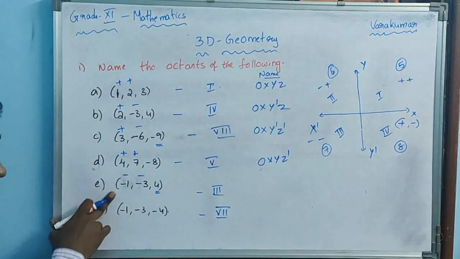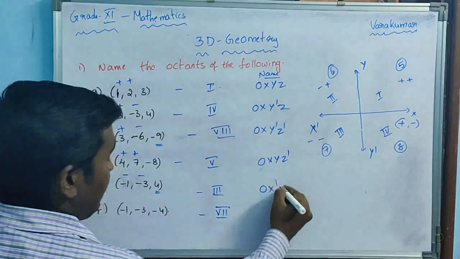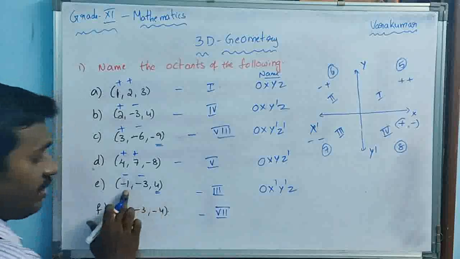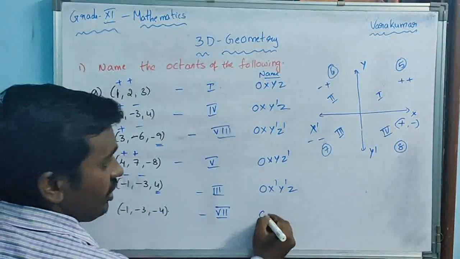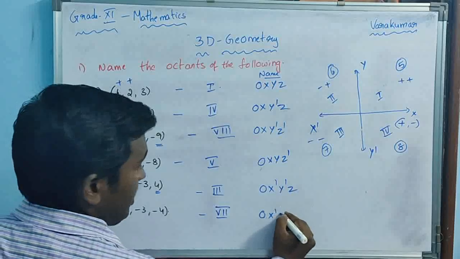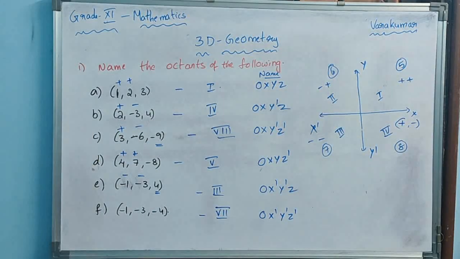And next to this one, minus one. So what can you write? O, X dash, Y dash, Z. Because both are negative, so X dash, Y dash, Z. And similarly here, all are negative. So O, X dash, Y dash, Z dash.